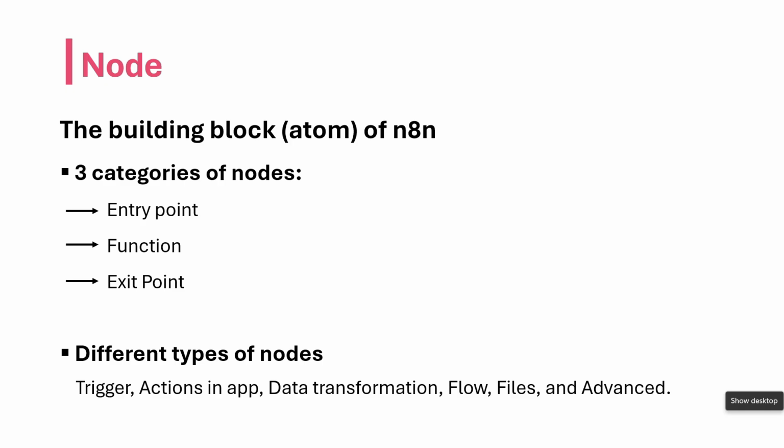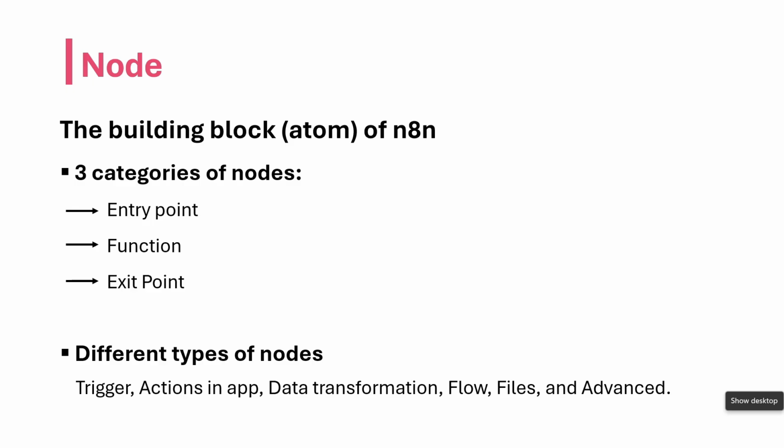For example, the condition like if else, wait, whether your data has to wait somewhere or merge. Then come file nodes, which handle files like PDFs or CSVs. Then advanced nodes finally handle complex logic like HTTP requests or code functions. Each of these nodes plays a special role in making your automation smart and dynamic.